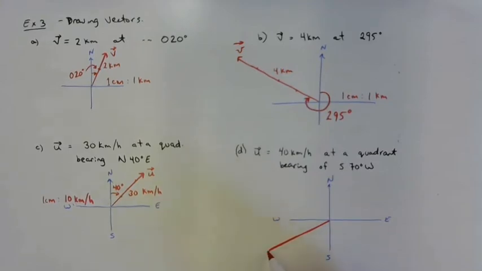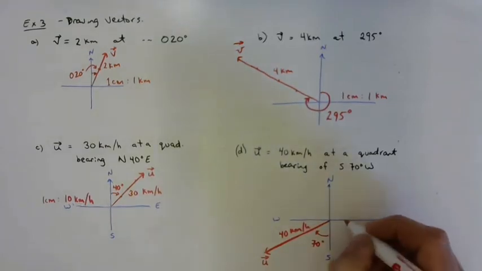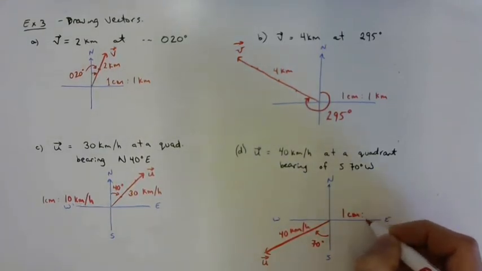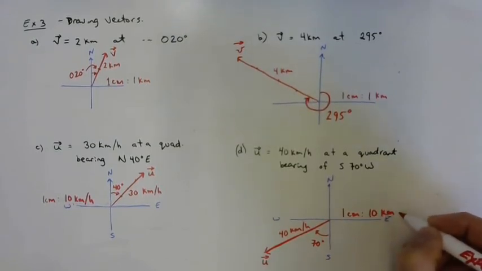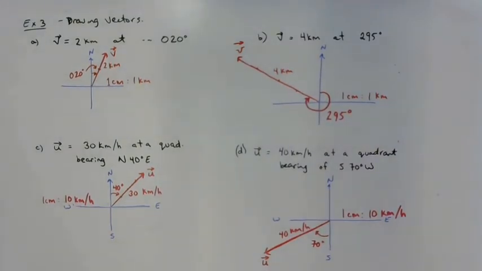I'm going to use the same scale, so I'm just looking back at the length of my vector in part C. This should be a little bit longer. I'm going to name my vector over here at the tip. It's vector u. We're heading from south at an angle of 70 degrees, and the magnitude is 40 kilometers per hour. My scale again is 1 centimeter in my diagram represents 10 kilometers per hour in real life.